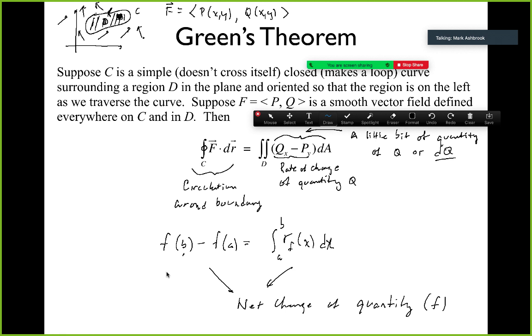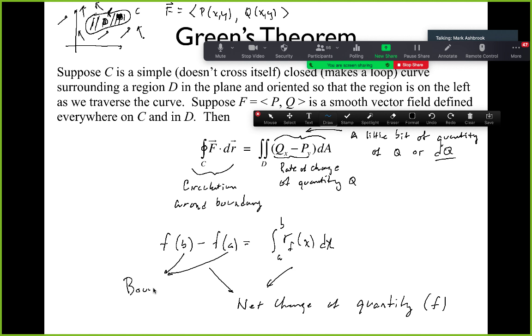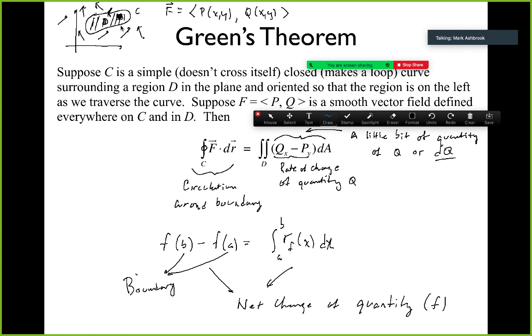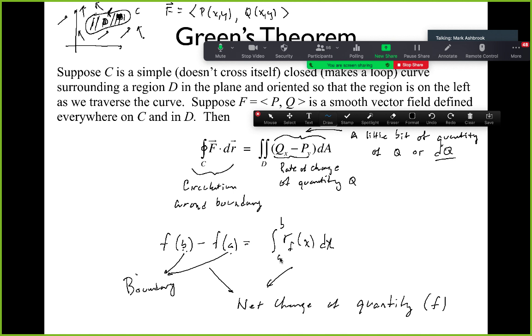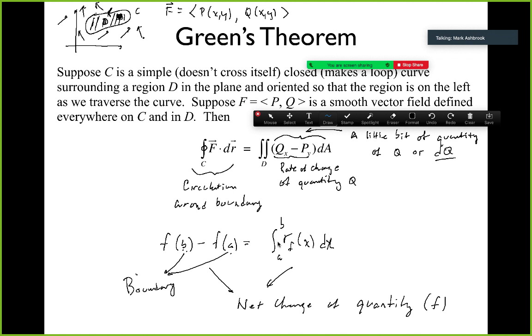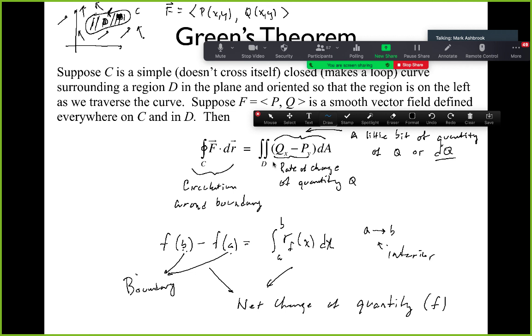So notice this a and b, this is the idea of the boundary, right? That's analogous to the boundary around the region. The boundary is just looking at endpoints b and a. And then this integral from a to b is considering all the x values in the interior. And that's what D is, the interior, right? So a to b, that's the interior, and that's analogous to D, everything on the interior, okay?